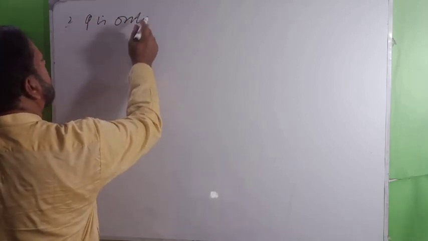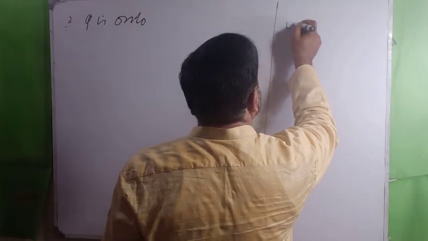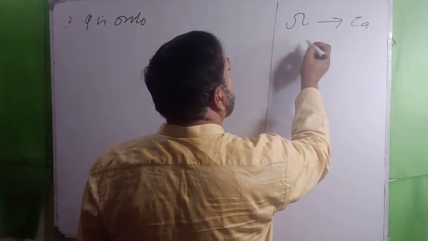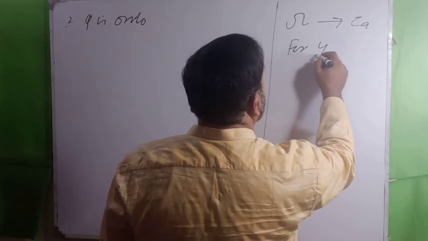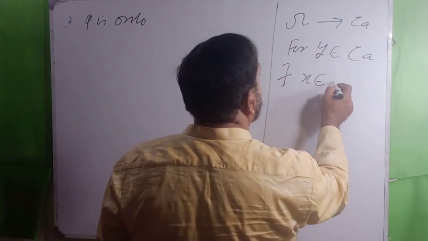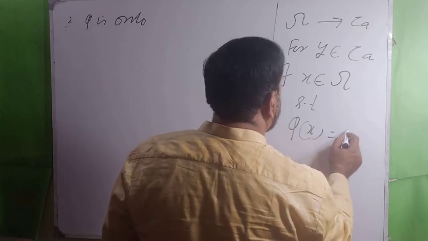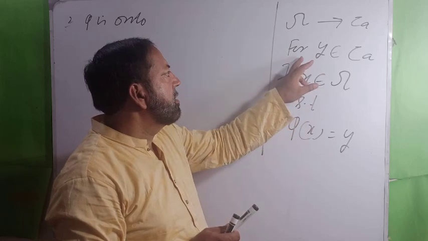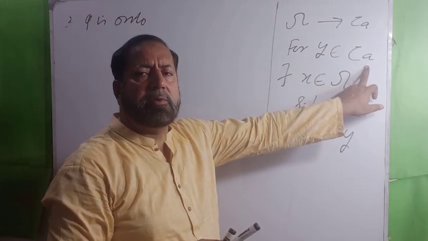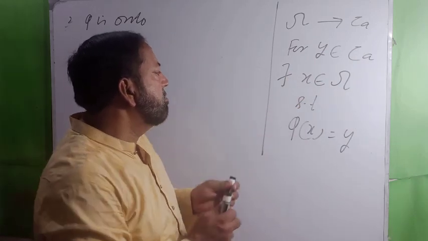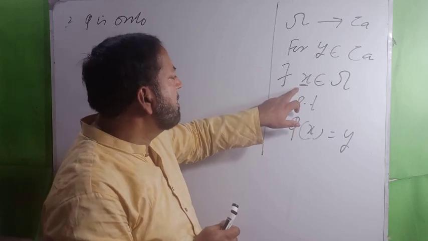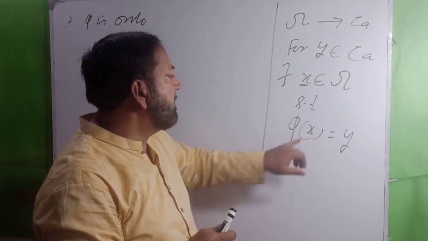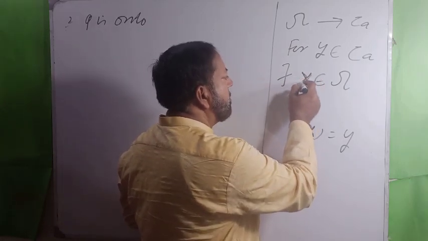Lastly, we will show that phi is onto. So for onto, you have omega to CA, and you need to show that for all y belonging to CA, there exists some x belonging to omega such that phi of x is equal to y. If you can show this for every y belonging to CA, there exists some x belonging to omega such that phi of x is equal to y. We should write capital, because these are the sets.